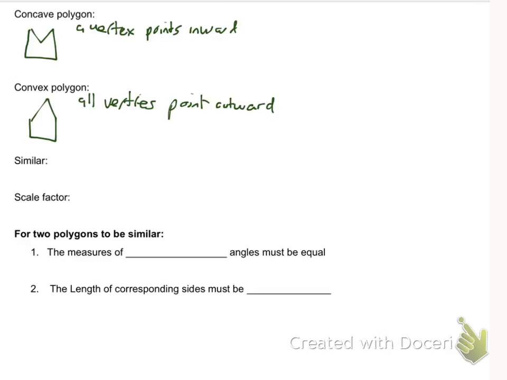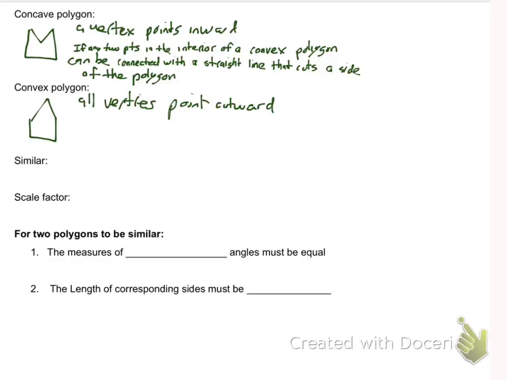There's also a longer version. We also can say that any 2 points on the interior of a convex polygon can be connected with a straight line that cuts a side of the polygon. The vice versa of that can work for convex polygons, which means that no 2 points can be connected on the interior of a convex polygon. Therefore, it would be convex.